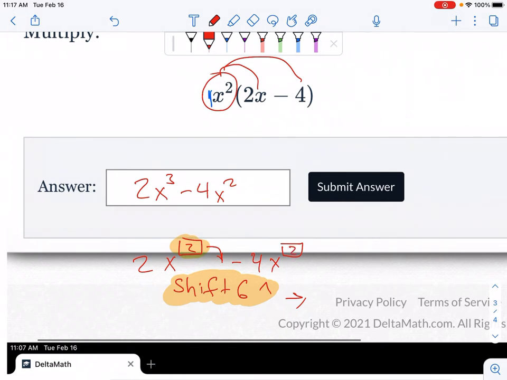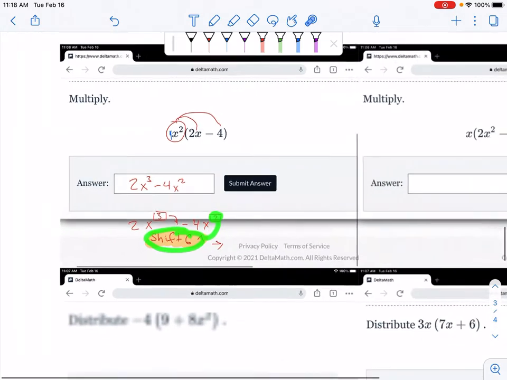And actually, I was so focused on explaining this that I wrote the wrong number here. There should be a 3. So 2x, and then you'd hit Shift 6 to create this like exponent. You hit 3 and then minus 4 and the x, and then Shift 6 again to get to the second power.